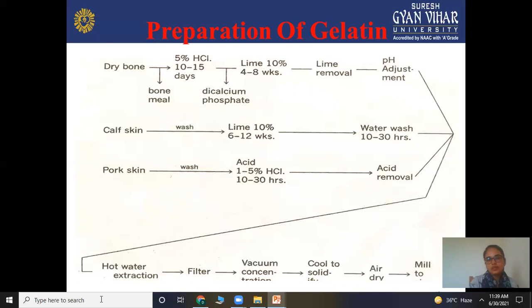After these three processes, there is a common procedure for all three types. Hot water extraction takes place. Then filter this extract and vacuum concentration takes place. Then cool to solid, and then air dry to form the gelatin. So this is the procedure for preparation of gelatin.